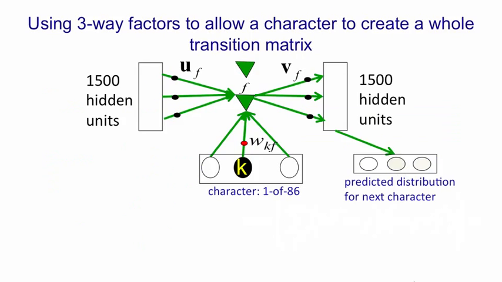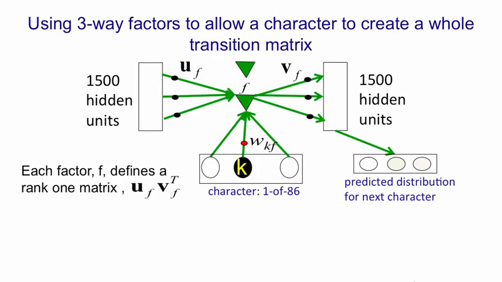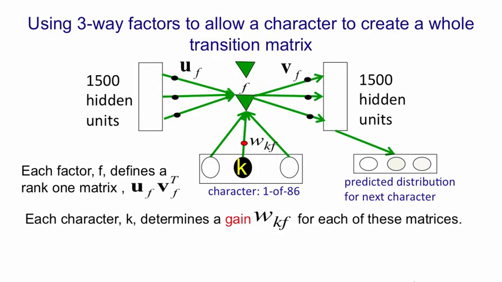So here's a picture of the whole system. We have a number of factors. In fact, we'll have about 1,500 factors. And the character input is different in that only one of those is active. So there'll only be one relevant weight at a time. And that weight from the current character k, which is called w_kf, is the gain that's used on the rank 1 matrix got by taking the outer product of u and v.